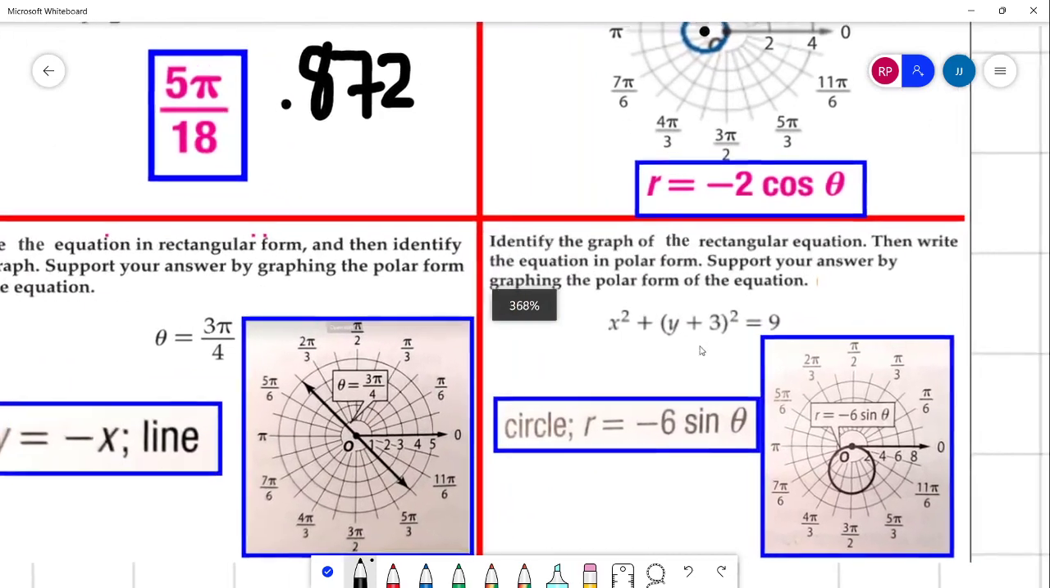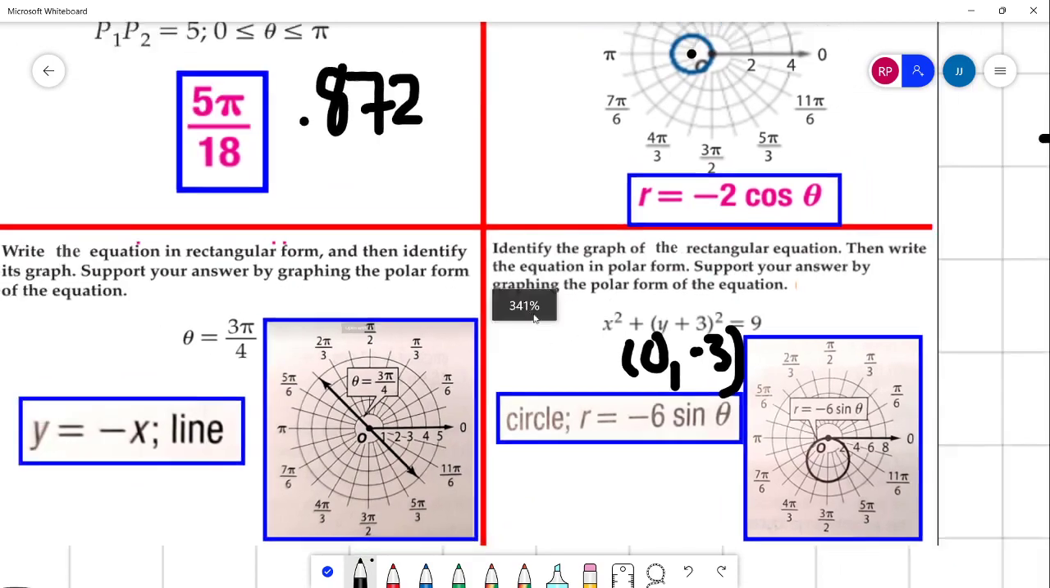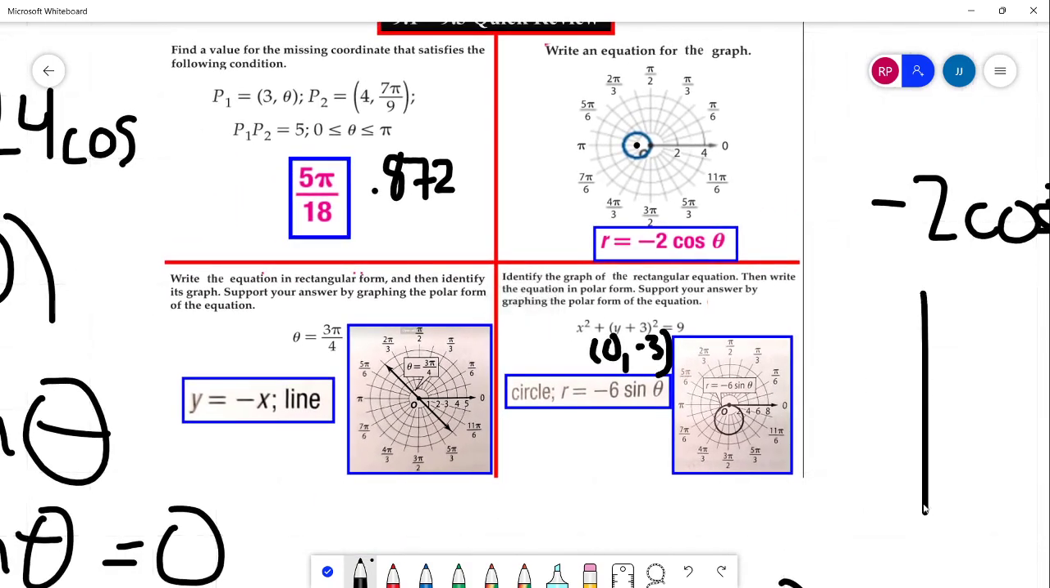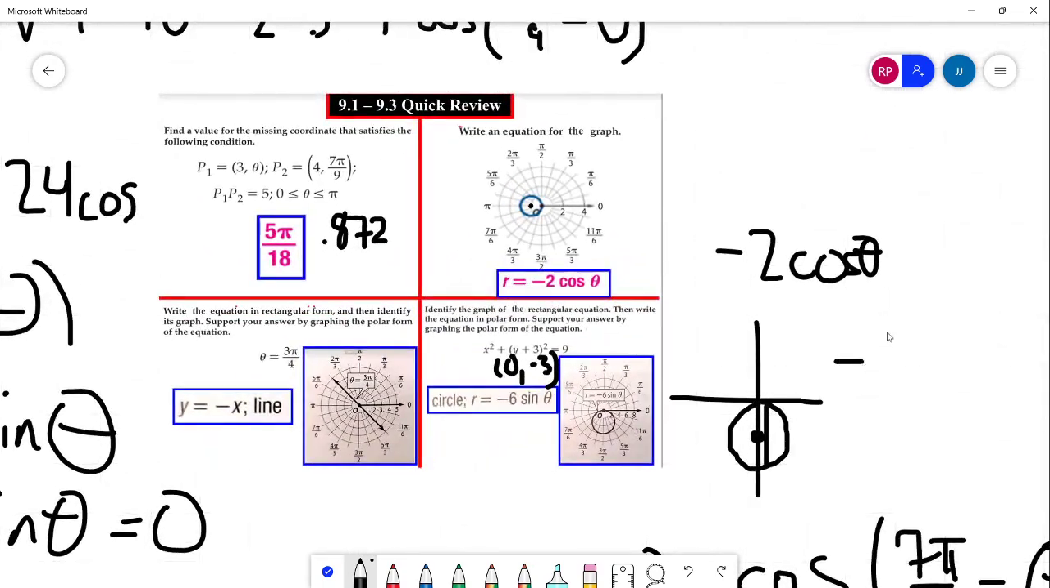And this one too. Okay, let's ignore this for a second. So this one has the center at 0, -3, with a radius of 3. So we know that it's going to be down here, and that A is going to be 6, right? Because we know that A is the diameter, which is twice the radius. So because it's down here, we know that it's going to be negative sine, because sine is along the vertical axis and this is in the negative direction. So we can just write -6 sine theta.